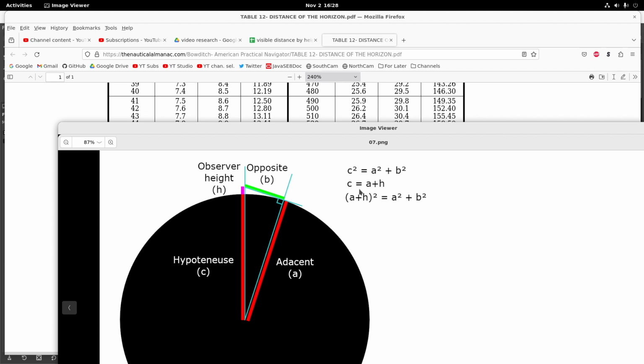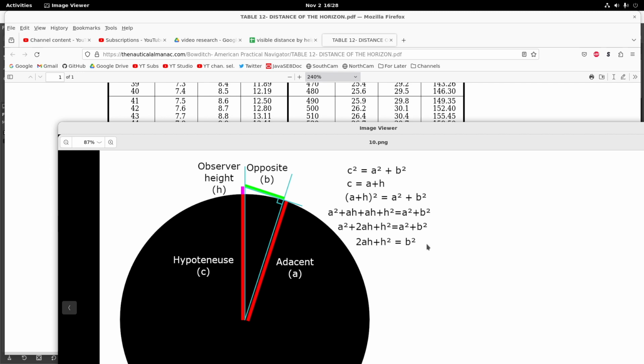I multiply the left side out. I've got A squared plus AH plus another AH plus H squared equals my other side, B squared. I can combine these AH's to form 2AH. Now I've got A squared on both sides, so I can eliminate that A squared. Now I'm left with 2AH plus H squared equals B squared.